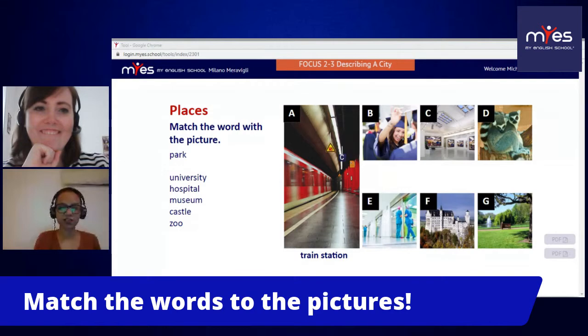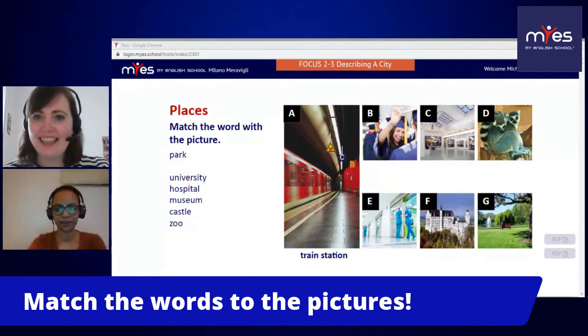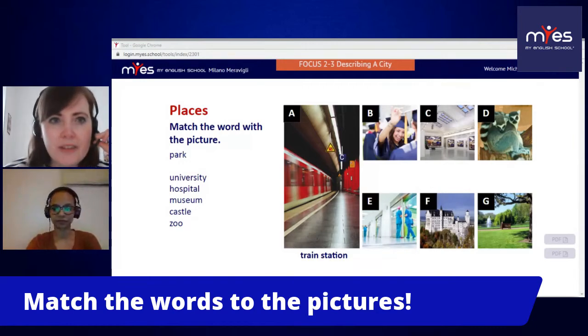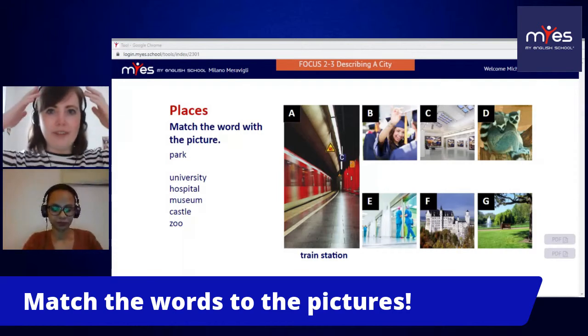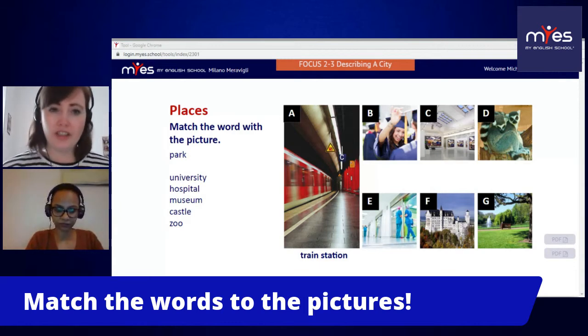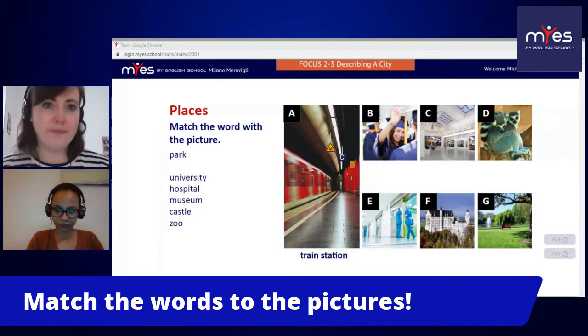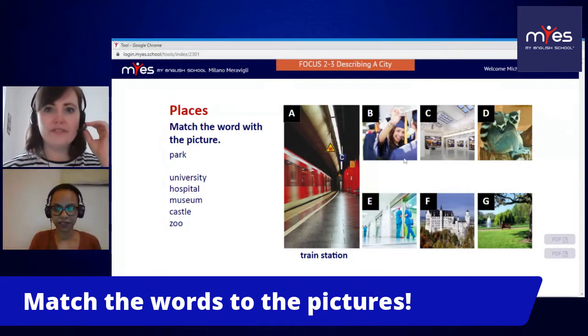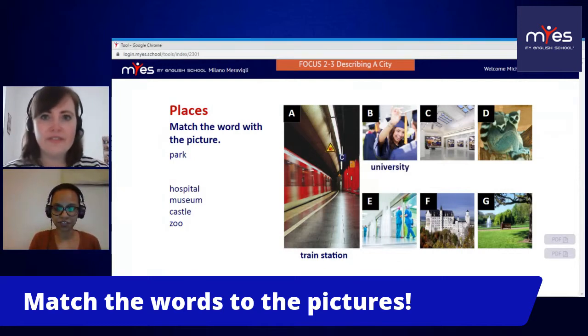Okay, would you like to do picture B? Sure. So I think in picture B we have some students wearing their cap and gown. So I guess they're graduating, or they have a graduation at university, I think. Yeah, that makes sense. They look like they are at university.